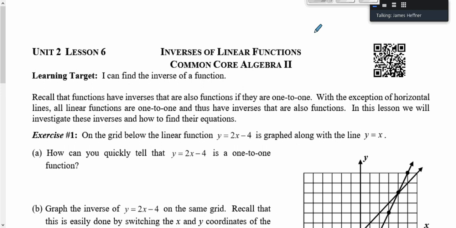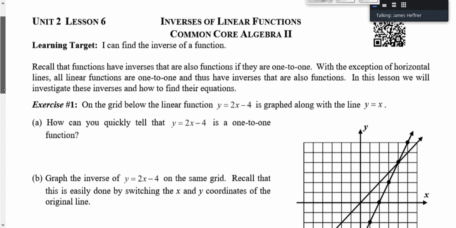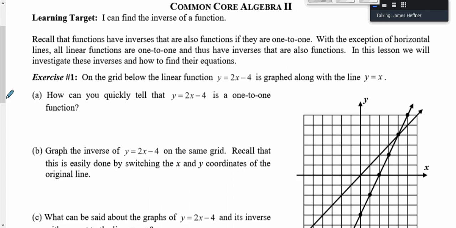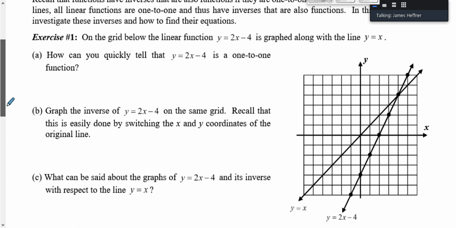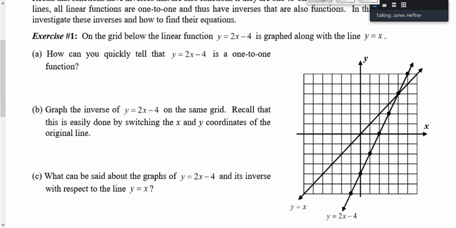And a quadratic would have an exponent of what? x to the... Okay, I'll just tell you. Second, x squared, so 2. All right, so let's look at these here. Exercise 1: on the grid below, the linear function y equals 2x minus 4 is graphed along with the line y equals x. So here is y equals 2x minus 4, and you all should know what the line y equals x looks like, right? Every single point on it, the x and y coordinates are equal, okay?